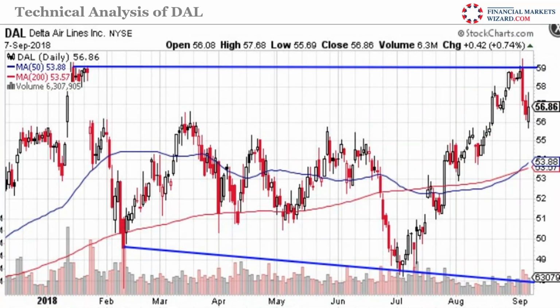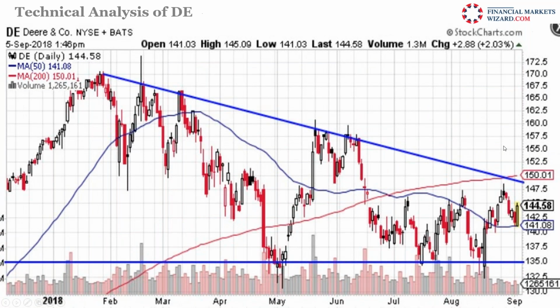This is Delta. All airlines look like they are in reversal mode. DAL, AAL, JBLU, all showing the reversal to the upside. So I'm just watching it. This is the DAL chart.